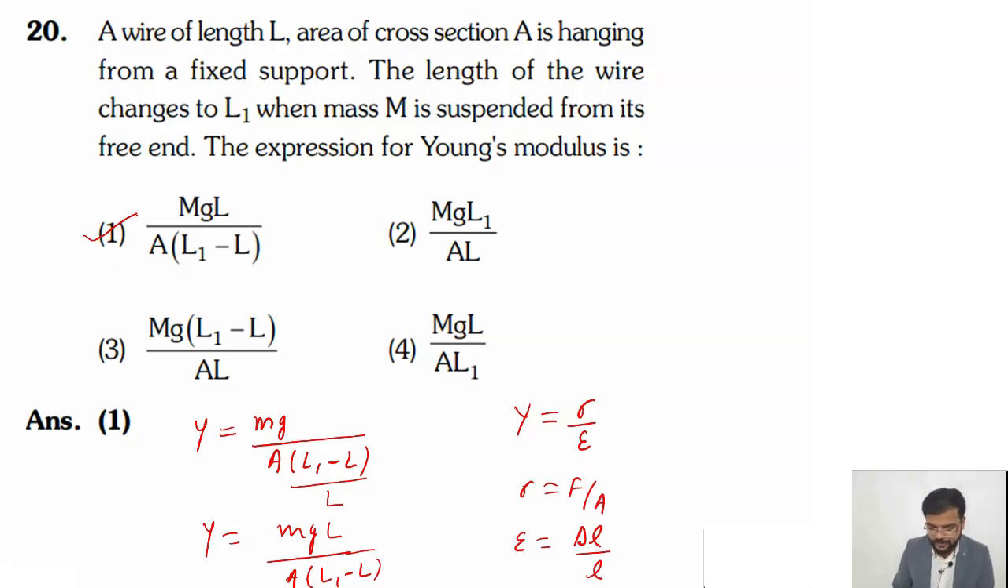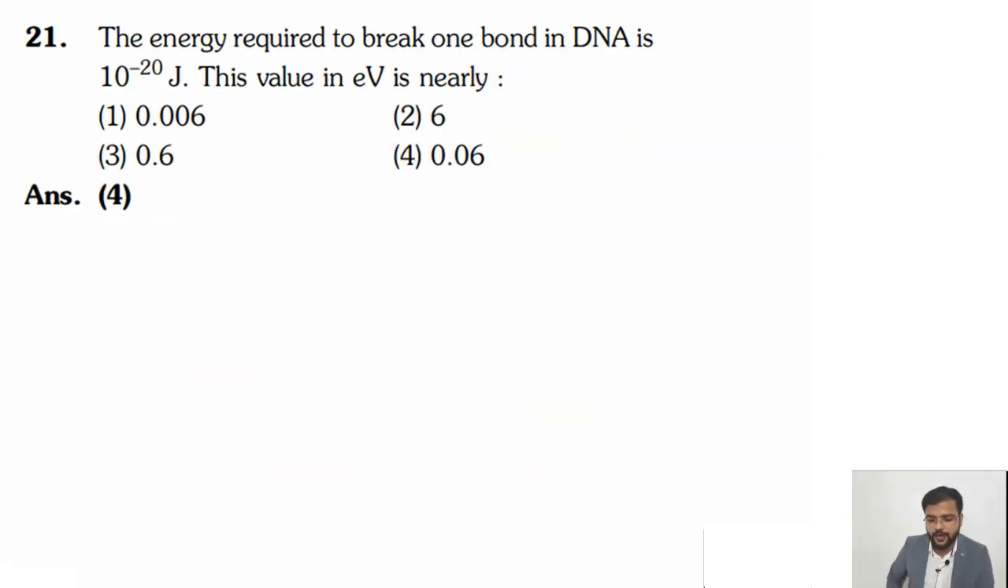Okay, let's see the next question. The energy required to break one bond of DNA is 10 raised to minus 20 joule. This value in electrovolt is nearly. So to break a DNA bond, 10 raised to minus 20 joule is required. Here he is asking to just convert this joule energy into electrovolt. We know we just divide by 1.6 into 10 raised to minus 19, then it will be converted into electrovolt.